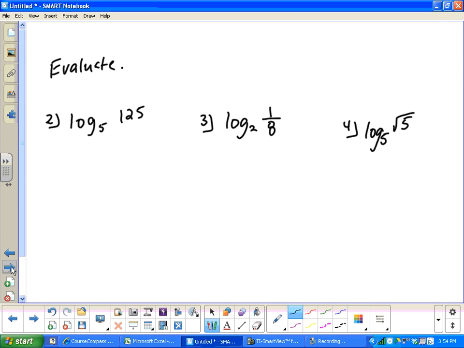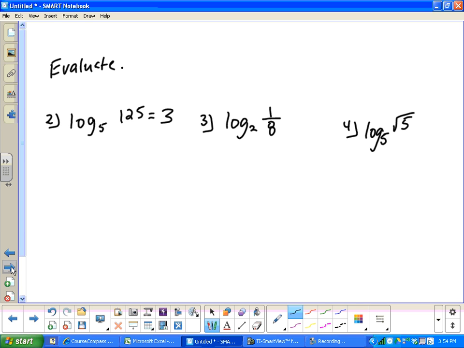So we're going to use that same basic principle of a logarithm. And so on number 2, what we're going to ask ourselves is, this 5 here, this base, 5 raised to what power would be 125? So notice 5 squared would be 25, but 5 cubed would be 125. So this answer there would be 3.